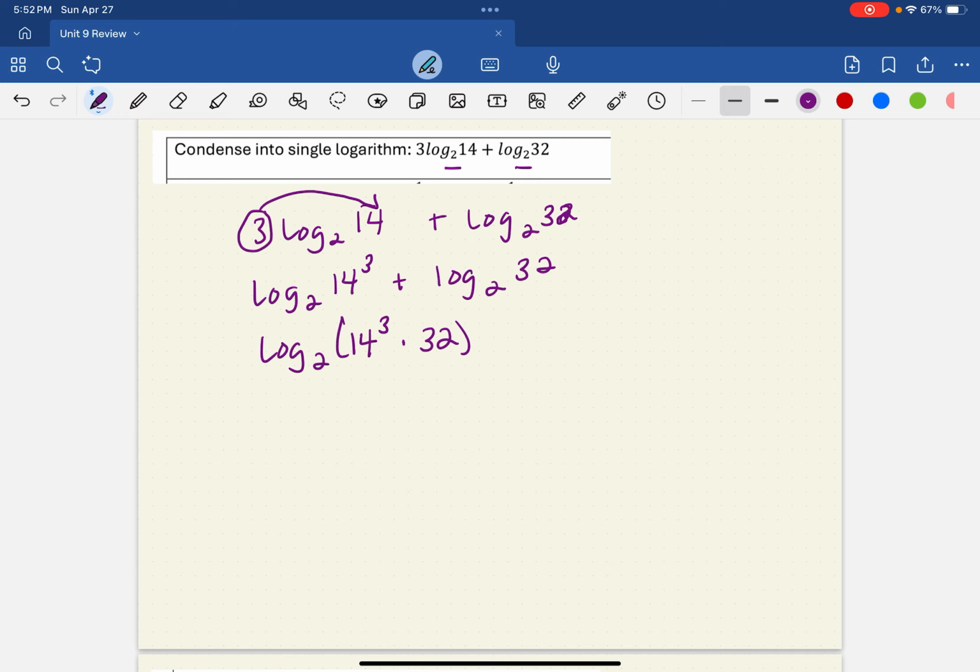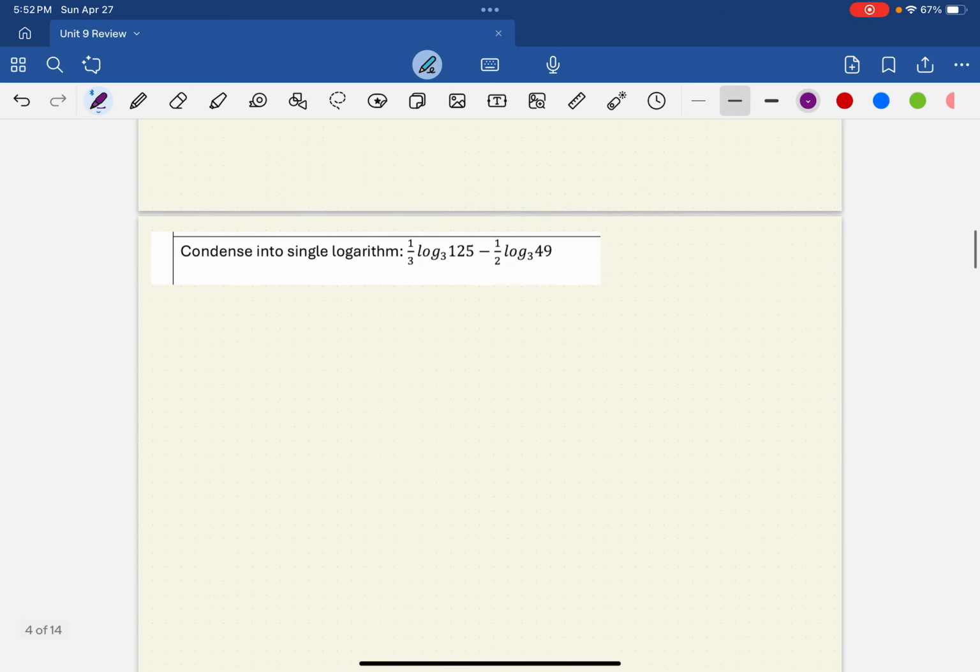Next, I'm going to go ahead and actually solve 14 to the power of 3 times 32. So if you have a calculator in hand, that'll be quick. So my final answer is log 2, you don't have to put parentheses, but you can if you want, 87,808. Final answer. We are good to go. So on to the next one.